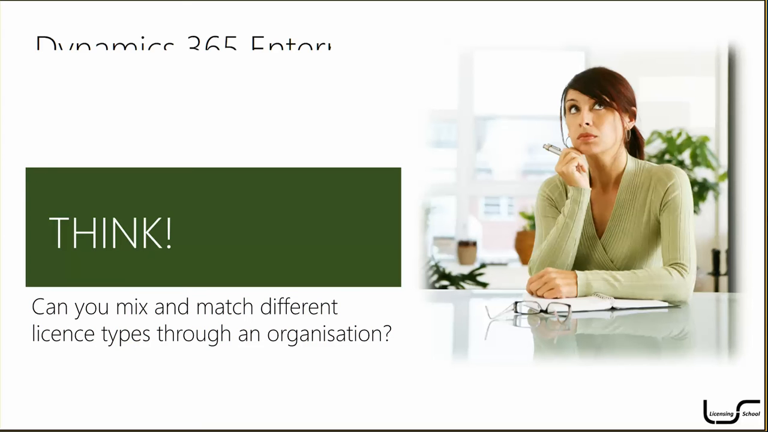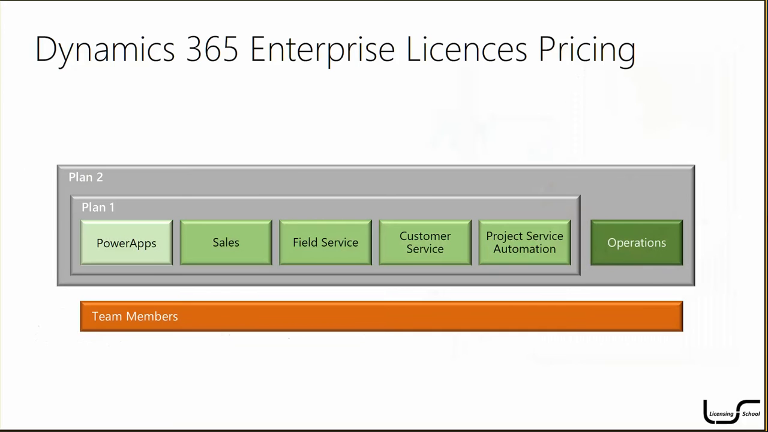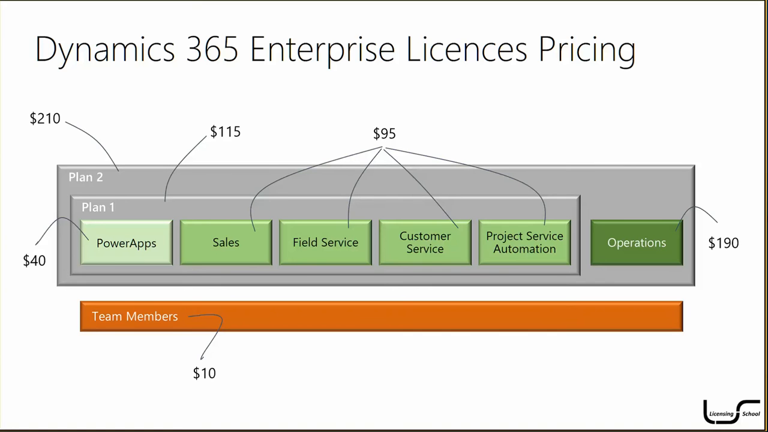But let's go to pricing. Let's have a look at the pricing of this. And if we start here with the individual apps, they're $95 each. And the license prices are user licensing and they're per month pricing. These are US dollars, if you were wondering. Then we've got operations, $190, and Power Apps, again coming back to that, but if you were to buy that as a standalone thing, then that would be $40. Team members, $10, and then the Plan 1, $115, and the Plan 2, $210.